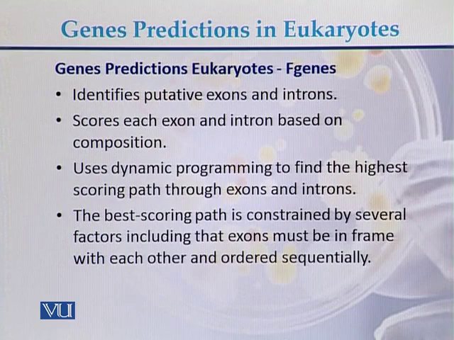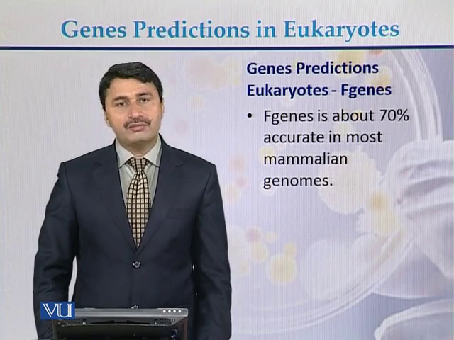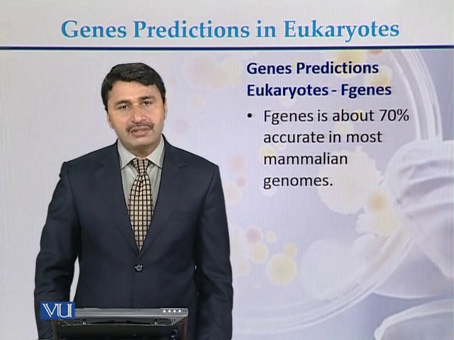The second tool, called FGENES, is used for gene predictions in eukaryotes. This software identifies the exons and introns and gives a score to each exon and intron based on the composition, and uses dynamic programming to find the highest scoring path through exons and introns. Ultimately the best scoring path is constrained by several factors, including that exons must be in frame with each other and ordered sequentially. So this is the methodology of how FGENES works for gene predictions in eukaryotes. FGENES is approximately 70% accurate in the case of mammalian genomes.